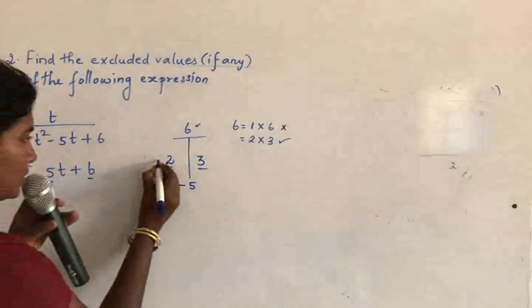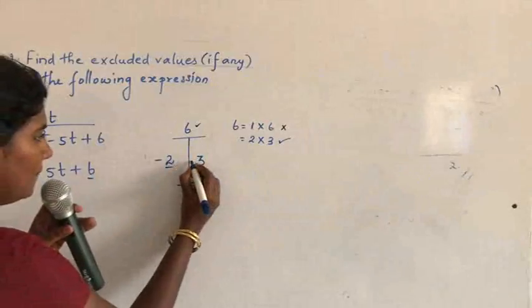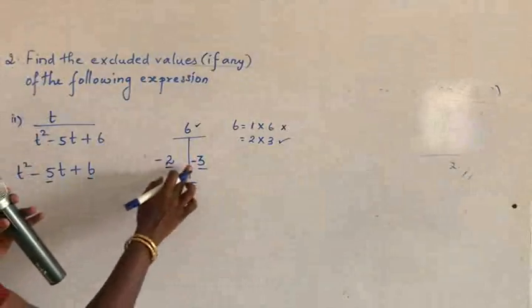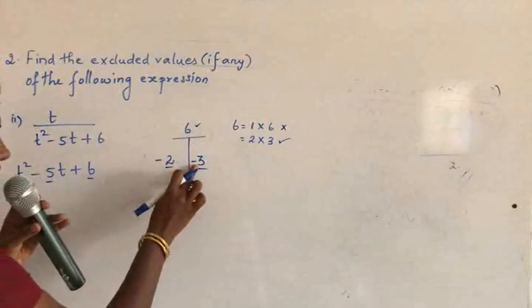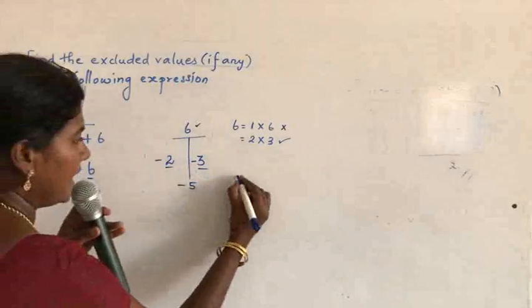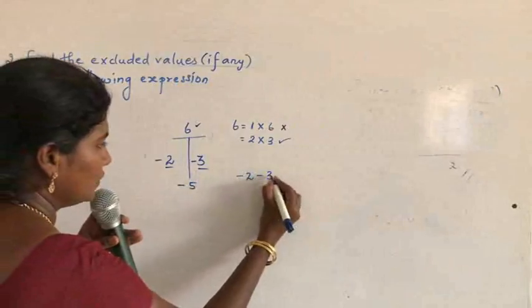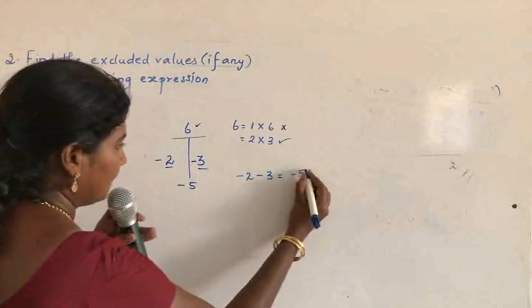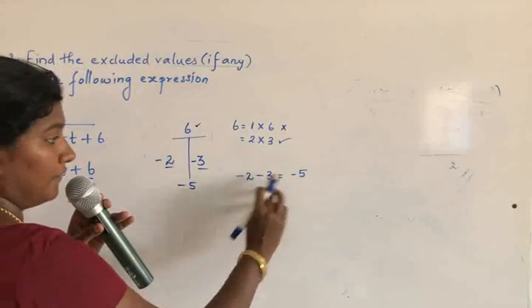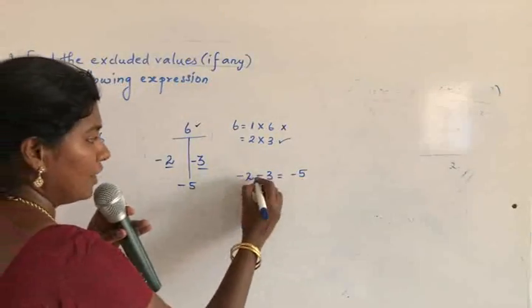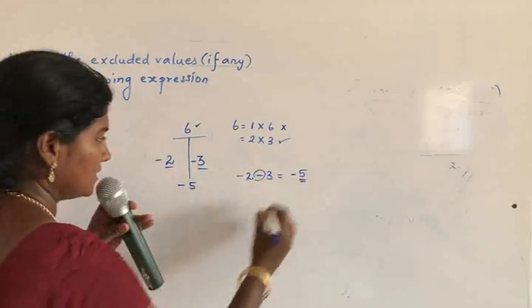So what you are going to do is add minus, minus. So minus 2 into minus 3 gives you plus 6. Minus 2 minus 3 is equal to minus 5. Minus, minus, plus: when you add it you get 5. The sign of the bigger number is minus, so our answer is minus 5.